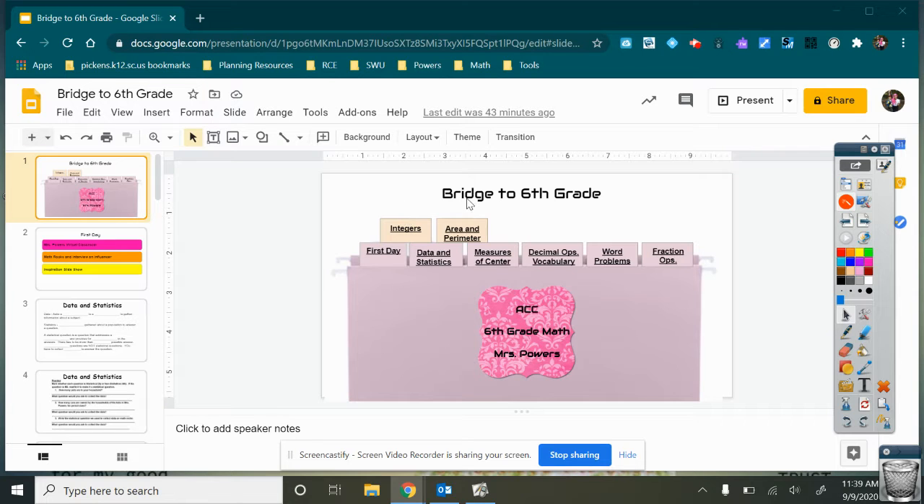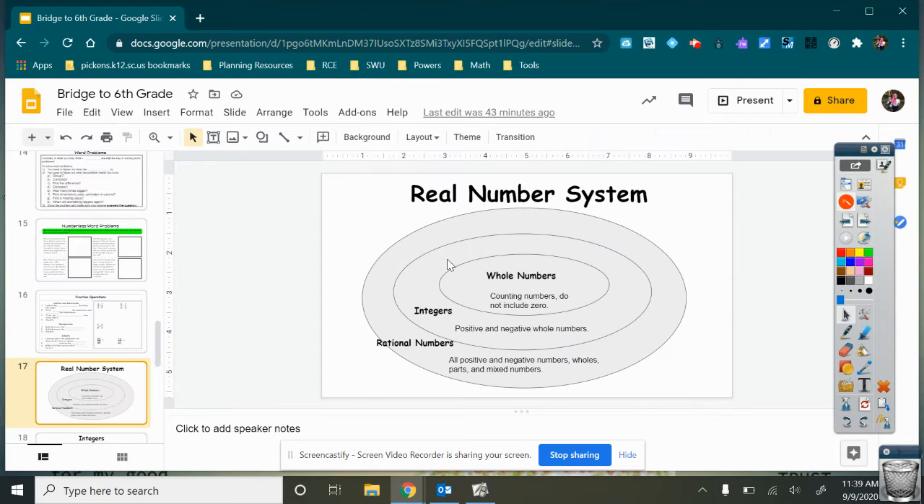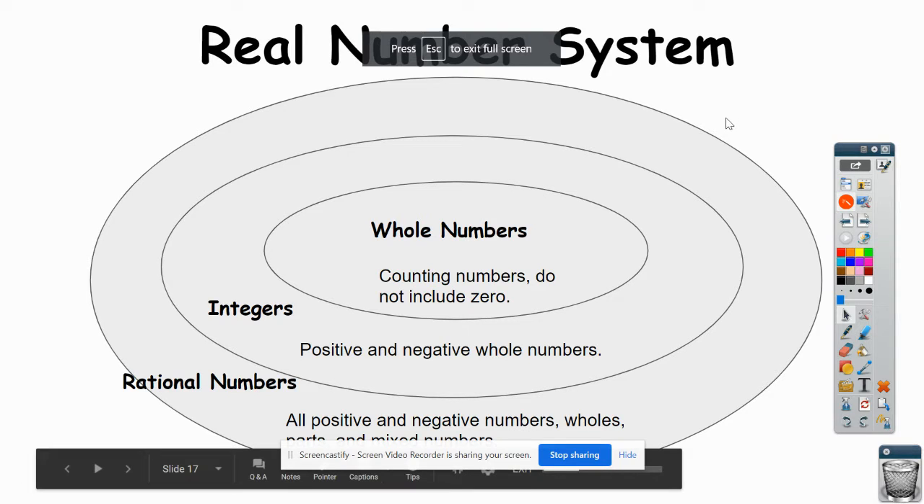So I am going to click on the integers tab on this front folder, and it is going to take me to the real number system slide. On your digital notebook, these titles in bold will not be drag and dropped yet, so you're going to need to do that, and I'm going to just let you do that while I go over this slide.